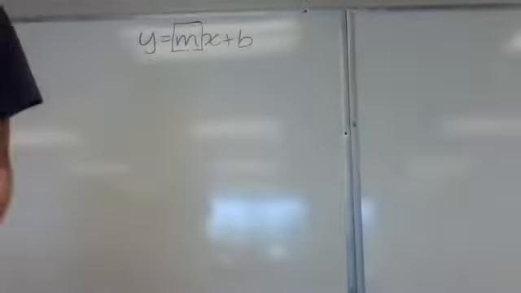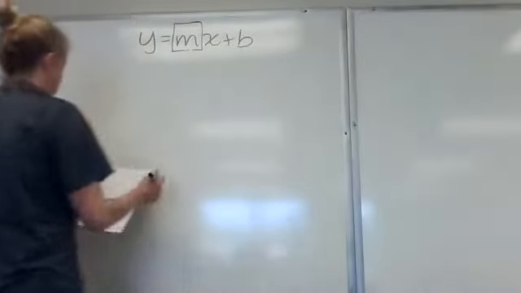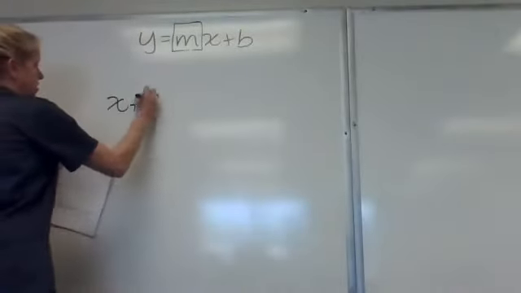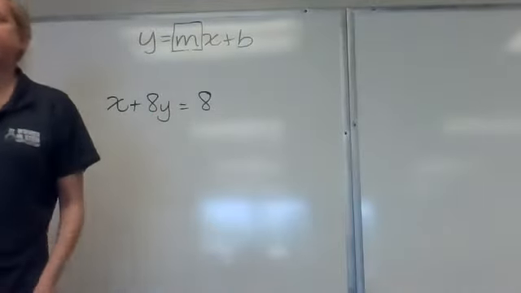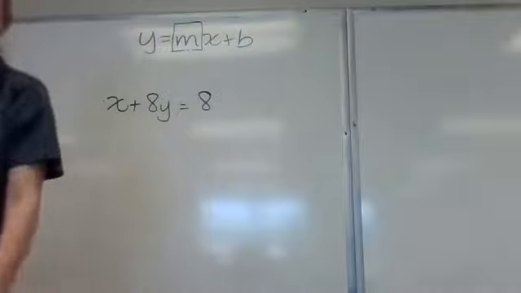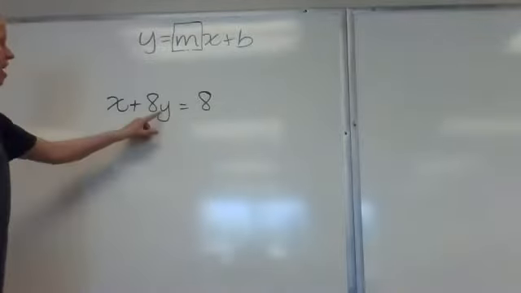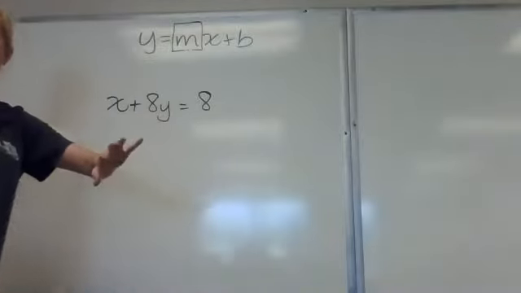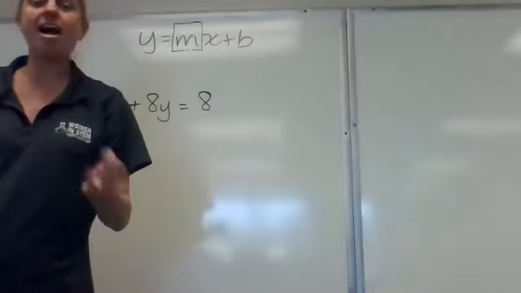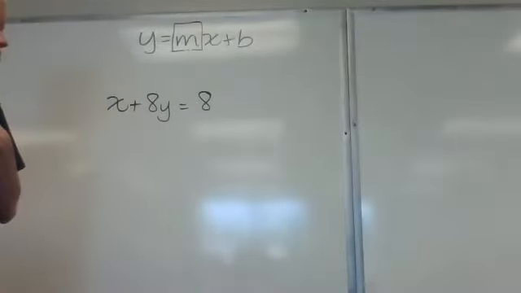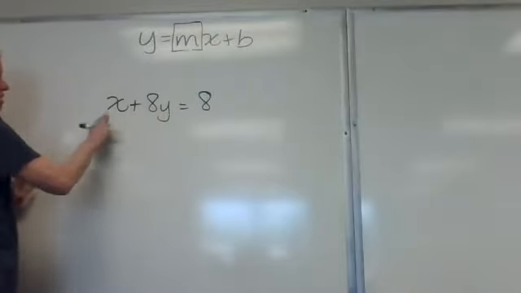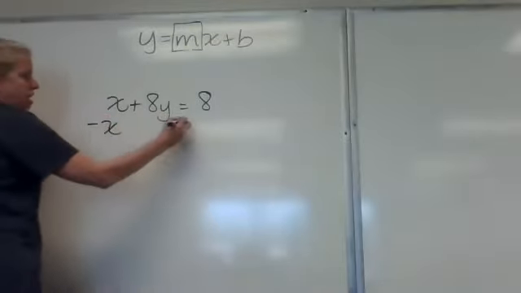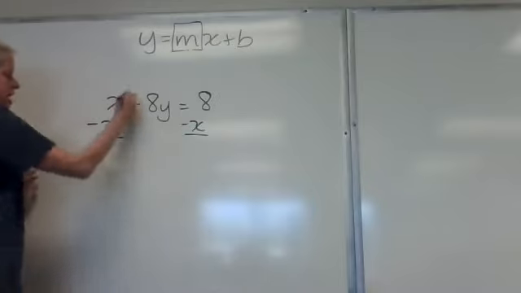x plus 8y equals 8. And it wants me to graph this one doing the same thing, using the slope and y-intercept. But this time, it's not ready to graph yet because the y is not by itself. So that's what we need to do first. Remember, hooked on numbers go away last. So let's get rid of the x first by subtracting the x from both sides.